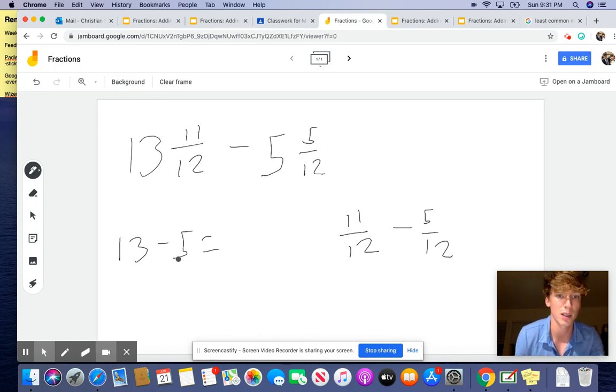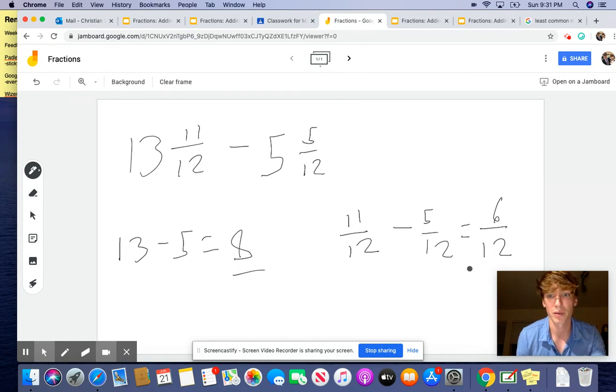So all we did so far is separate the numbers. These are big numbers, so they come over here. These are fractions, they go over there. Everything is still subtraction, okay? 13 minus 5 is going to be 8. 11 twelfths minus 5 twelfths. They both have 12 for the bottom. Things are easy. This is going to be 12 on the bottom over here. 11 minus 5 is going to be 6.